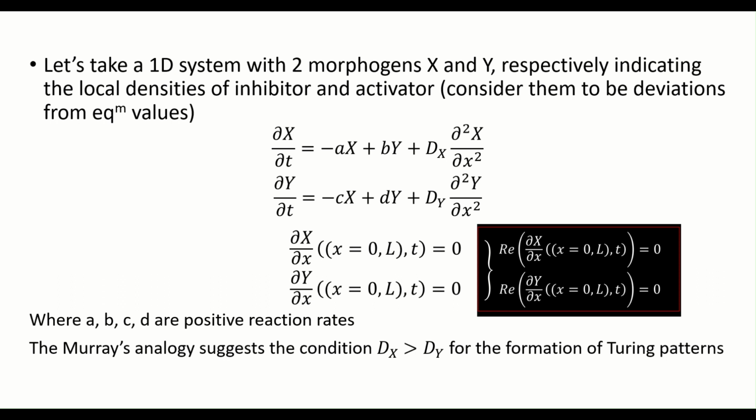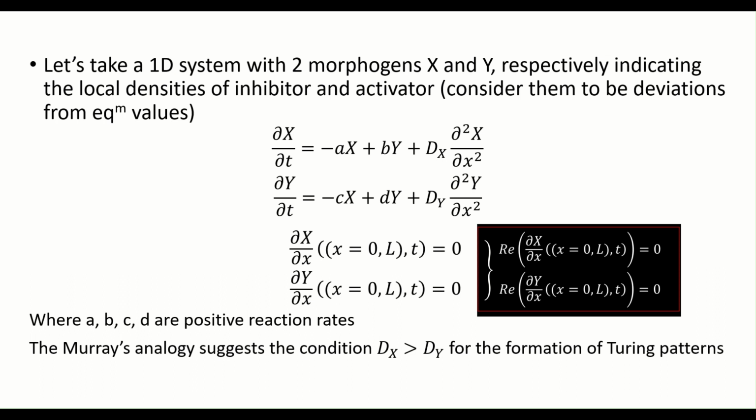That is, the pattern can form only on one line, let's say the x-axis. To simplify the system, we'll take two morphogens, x and y, being the deviations from the equilibrium concentrations at t equal to 0. Both of these indicate the local densities of each of the morphogens, x being the inhibitor and y being the activator.